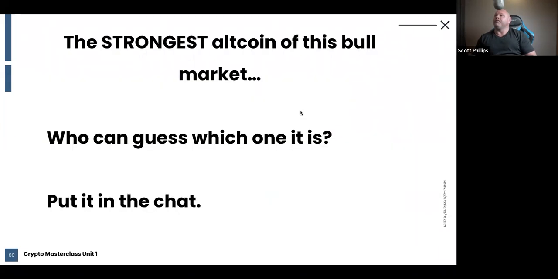All right. So the strongest altcoin of this bull market. Yeah, Rich, 10x this year. Everyone has. Super easy. Me too. So the strongest altcoin in this bull market, who can guess who it is? BNB and SafeMoon, they've both gone through the roof. And most of you have it right. It's Doge.